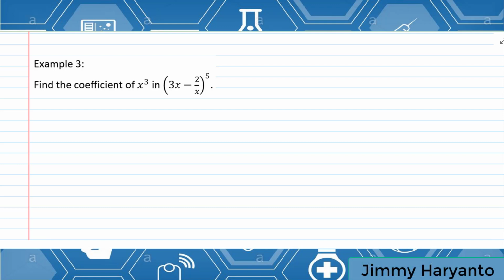Okay, next, the harder question is this one. Now we have 2 over x in the second term. This one will be more complicated.